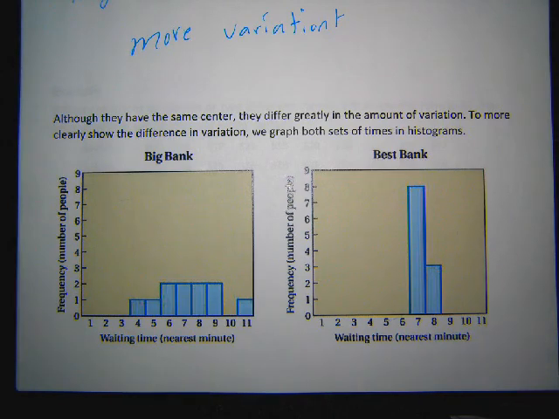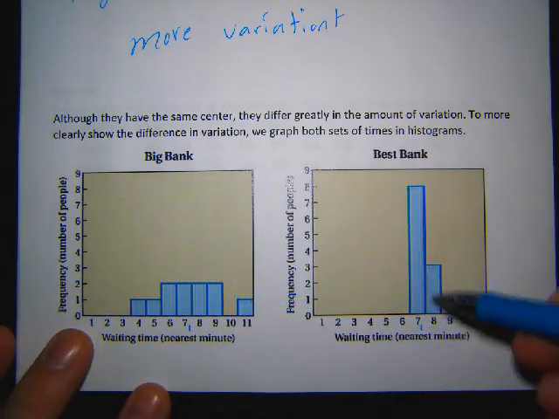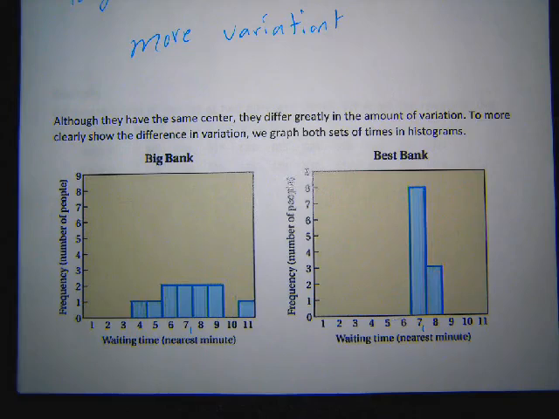This is a chart, a histogram, to show the difference. So Big Bank, you can see it's spread all out over the place. Everything from 11 down to 4. Best Bank, everything's within that 7 to 8 range. They just don't have nearly as much spread. They both have the same average, so 7.2 would be about the average here. You can see that would be in the middle of both sets of data, but they have much different spread.